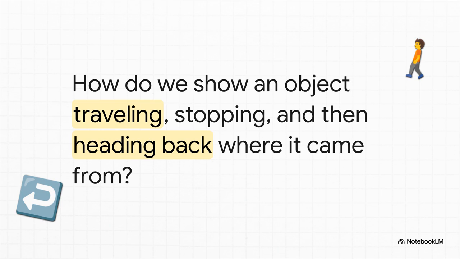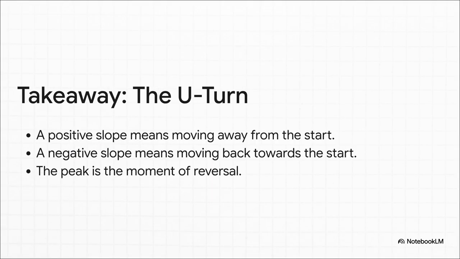All right, last one. And this is the most dramatic move yet. The U-turn, the inversione di marcia. How on earth do we show an object that's moving away and then completely reverses course and starts heading back where it came from? It's all about the direction of the slope. See that upward, positive slope? That means the object is moving away from the starting point. But when it turns around, the line starts to slope downwards. It becomes a negative slope. And that peak, the point where it changes from positive to negative, that is the exact moment it reversed direction.